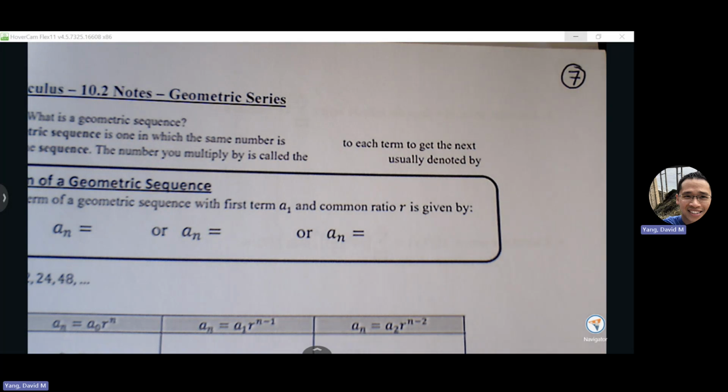Again, converge just means that if we add up all these terms, it's going to head towards a real number, versus if we add up a bunch of terms, it ends up headed without bound either to infinity or to negative infinity.